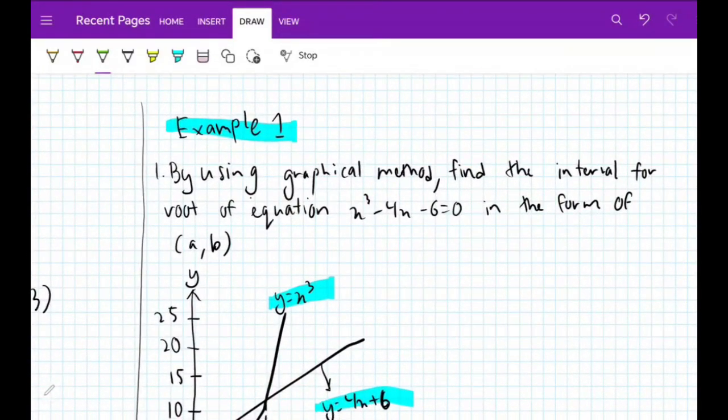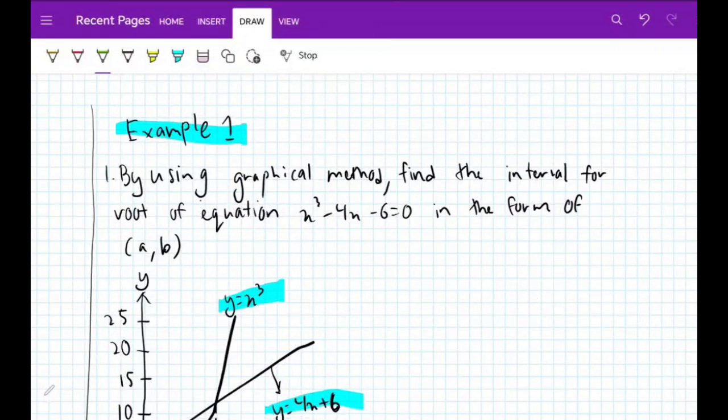I've named it example 1. Normally questions will be like this. By using the graphical method, find the interval of the root of the equation x cubed minus 4x minus 6 equals 0 in the form of (a, b). This is our main function, meaning this is our f(x).